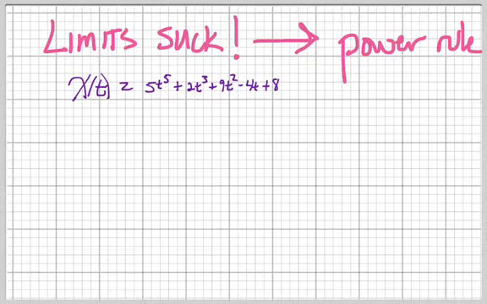Imagine, if you will, doing the limit for this particular function: 5t to the fifth plus 2t cubed minus 9t squared minus 4t plus 8. And having to do all of that over delta t. Imagine doing the t to the fifth expansion of t plus delta t. Yes, if you have Pascal's triangle, 5, 10, 10, 5, 1, memorized, that makes it a little bit easier, but it's still a colossal pain in the rear.